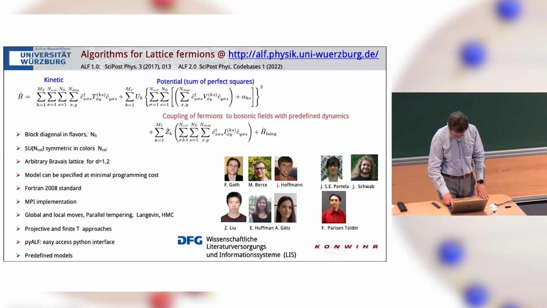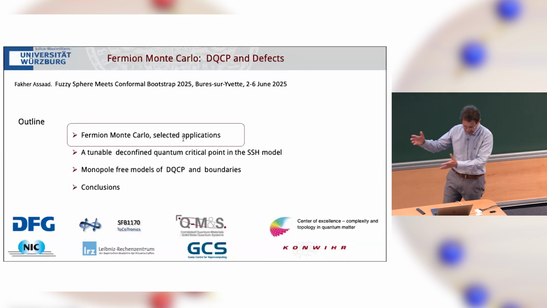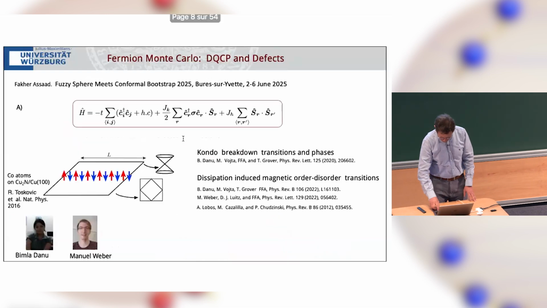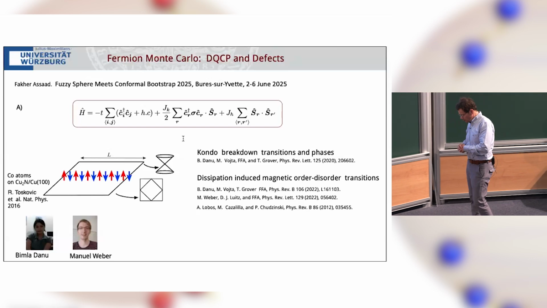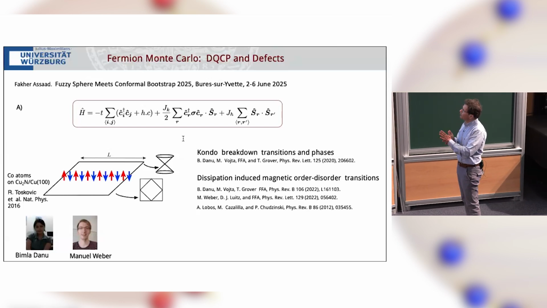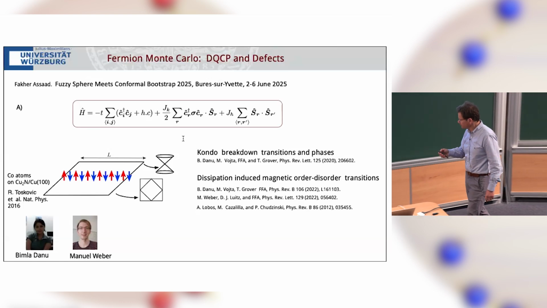Okay, let me start with some selected applications. That's all I have to do for the technicalities. Let me start with defects. I know defects were important when we heard Max's talk, etc. And this is something which we can do. You can just plug this Hamiltonian into our code, and it's rather interesting. It's physically motivated. There are experiments behind this.